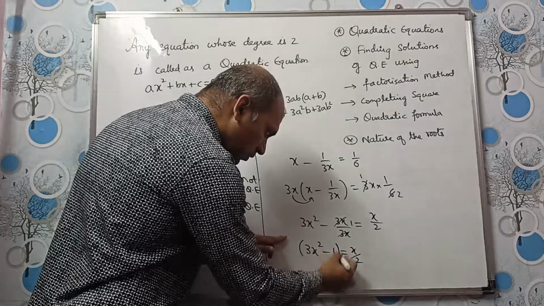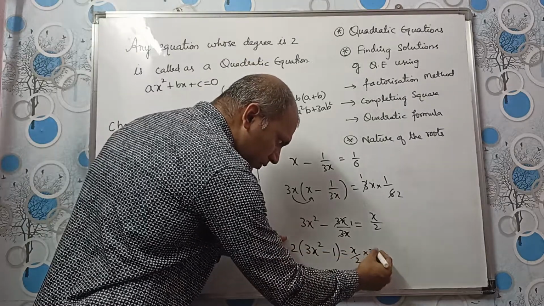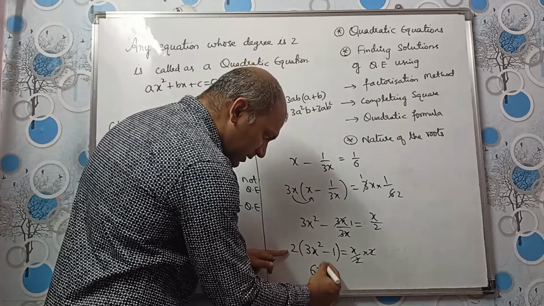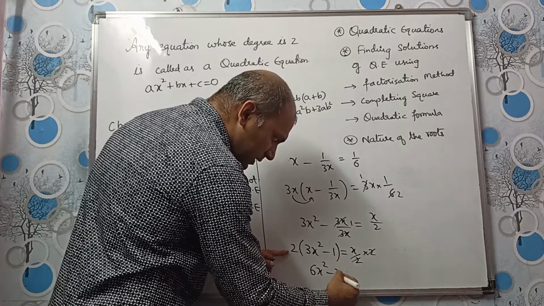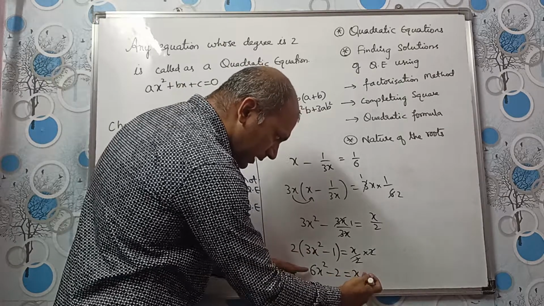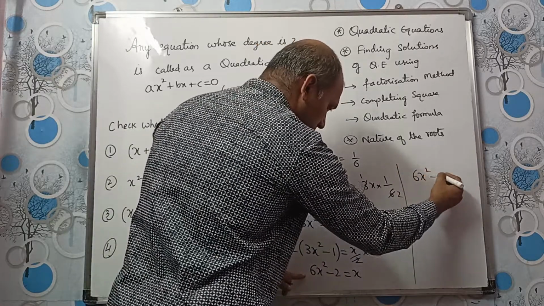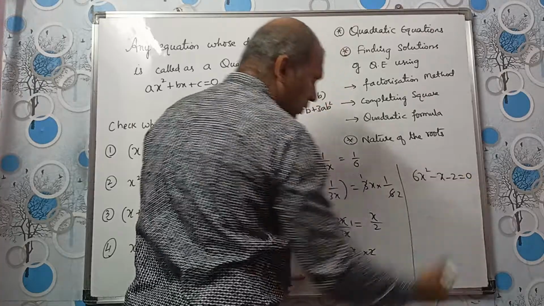If we multiply both sides by 2, this 2 will get cancelled. So what do we have now? 2 3s are 6, so 6x square minus 2 1s are 2 is equal to x. Send this x to this side. So what do we get? We get 6x square minus x minus 2 is equal to 0.